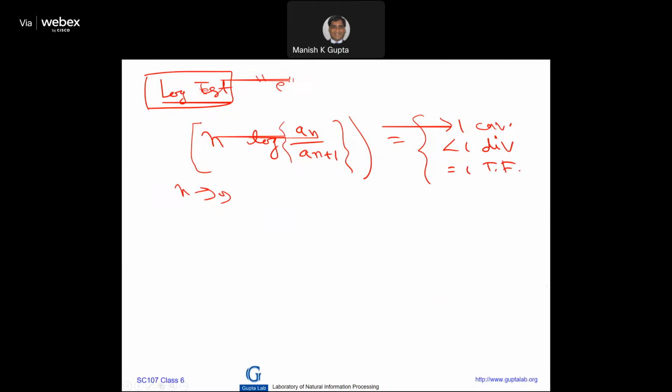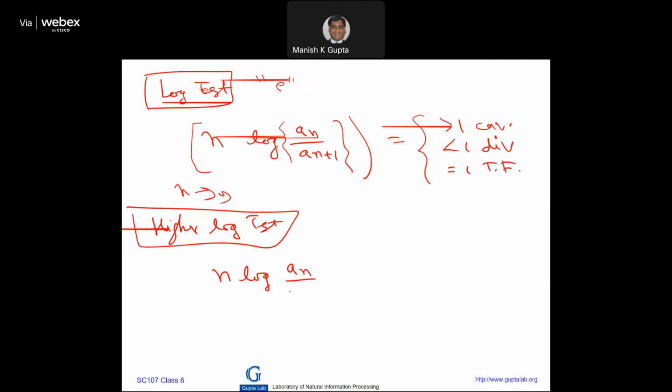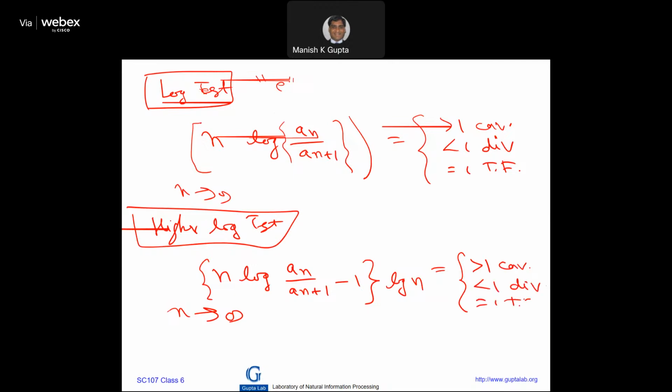Logarithmic test. You can also have the higher log test: n times log of an divided by an plus 1 minus 1, times log n, as n tends towards infinity. Greater than 1, convergent; less than 1, divergent; equal to 1, test fails.